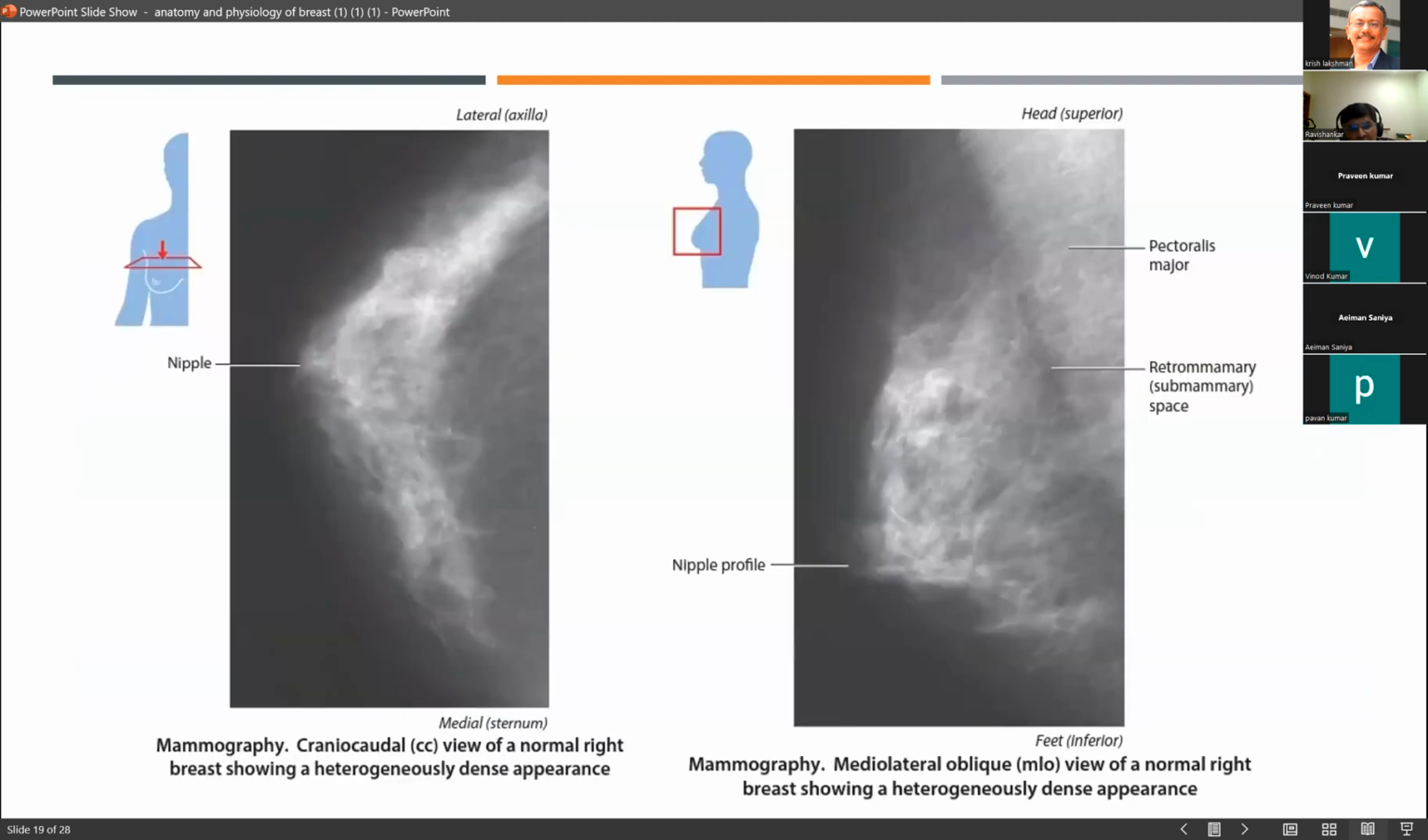In the mammography, this is the craniocaudal view, first picture, and here we can see the heterogeneously dense appearance. In young females, most of the breast contains fibrous stroma, so on mammography it appears as dense appearance. But in the later senescence age, the breast mainly consists of fatty tissue, and the appearance converts into radiolucent appearance.